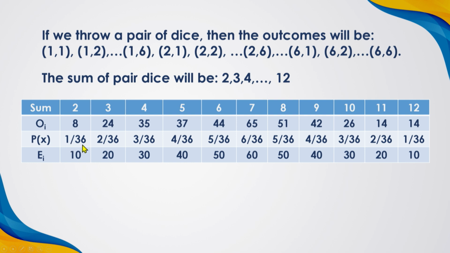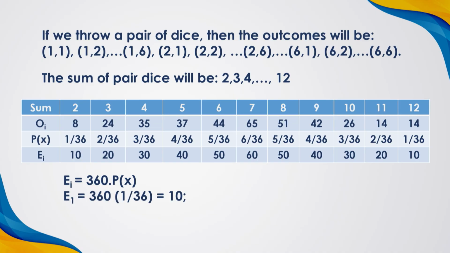1 by 36 into 360 means you can obtain 10. Similarly 2 by 36 into 360 means it will be 20. Then 30, 40, it will extend in an increasing fashion. Up to 7 it will be 60, later it decreases again 50, 40, 30, 20, 10. These are all your expected frequencies. Now you have obtained both your observed frequency and expected frequency.